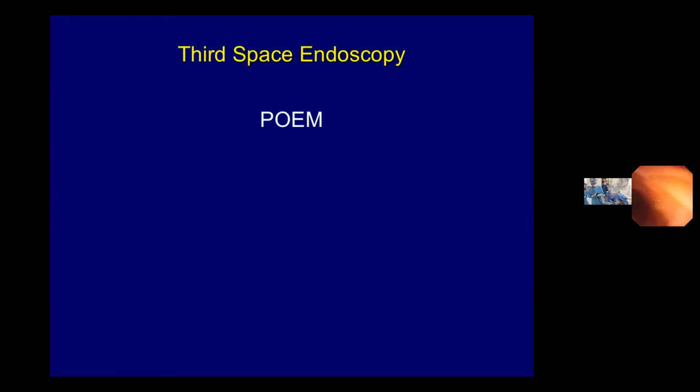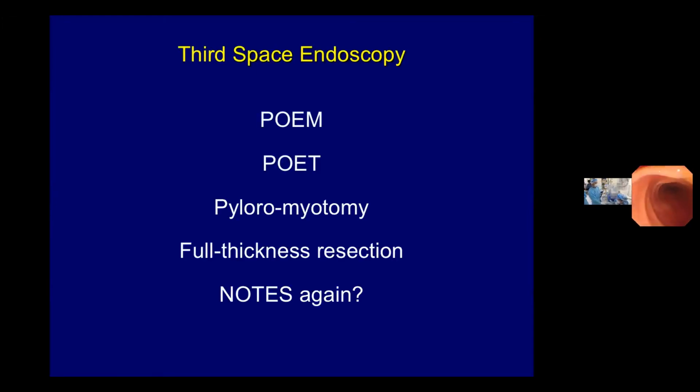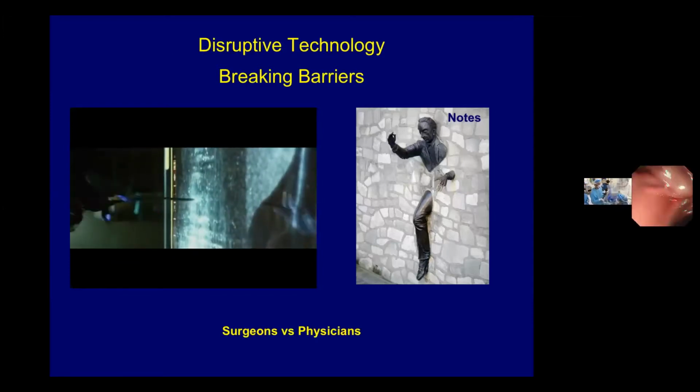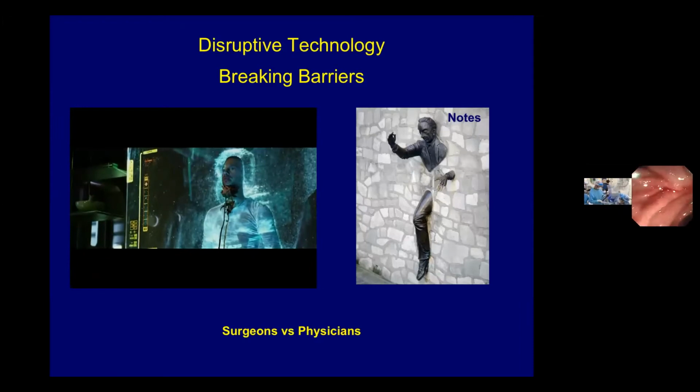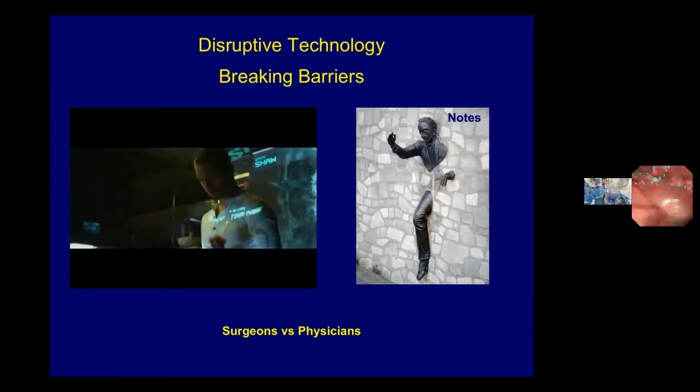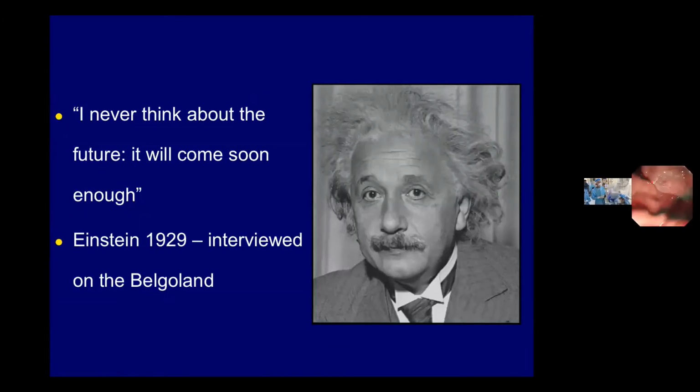But what has been coming up is third space endoscopy, akin to NOTES: the POEM, POET, pyloromyotomy, full thickness resections, and we believe that true NOTES is coming in again, because of the flap technique that we developed. And again, I believe that in 20 years' time, the majority of these laparoscopic procedures are going to be done by NOTES procedures, which are of course going to be taken up more and more by surgeons doing flexible endoscopy. And I think this barrier between physicians and surgeons will certainly be broken over the next decade.